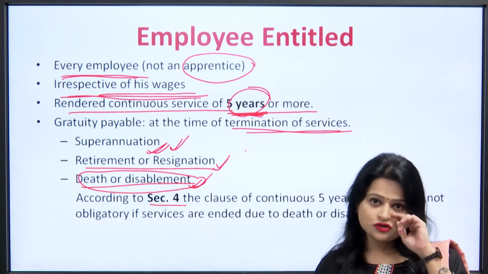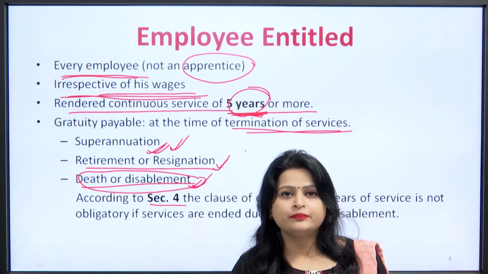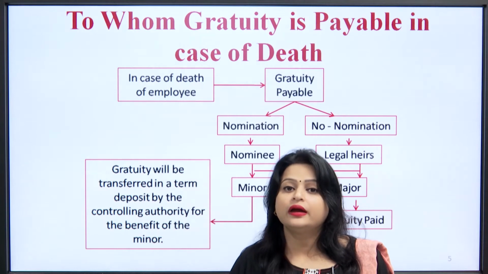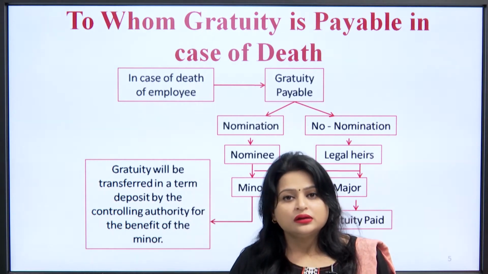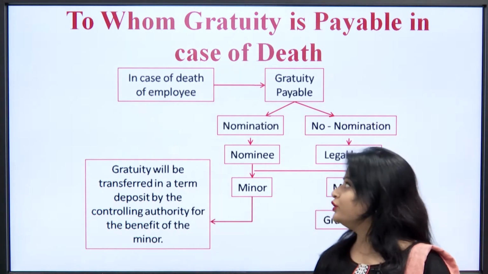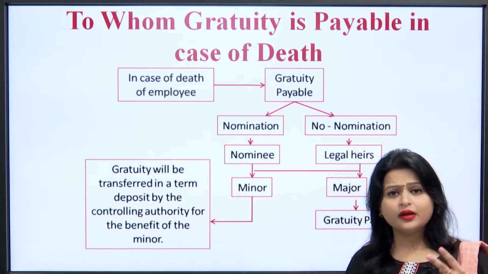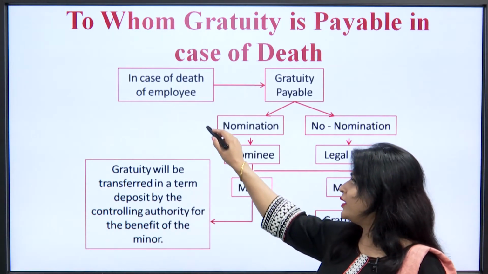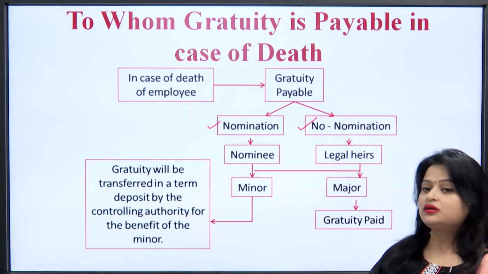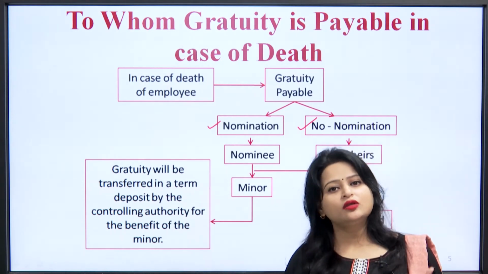So, what are the conditions which make an employee entitled to gratuity? This is clear, I believe. Now, to whom is gratuity payable in case of death? If the entitled employee dies, who will receive the amount of gratuity, that I am going to discuss. So, in case of death of an employee, gratuity is payable. There are two conditions: the employee has nominated someone, or the employee has not nominated someone. The employee who was entitled to gratuity can nominate someone.